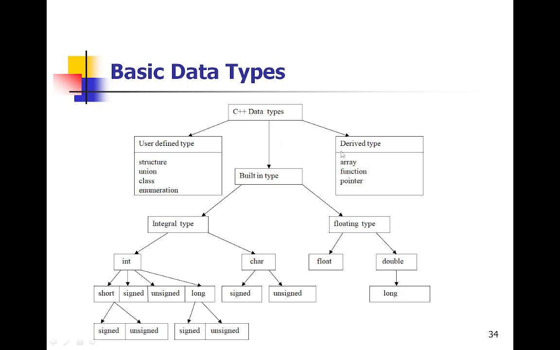And the other thing is derived data types. Here we can have arrays, functions, and pointers. So these are all the important topics we need to focus on while we are discussing object-oriented programming concepts, otherwise the C++ programming concepts.